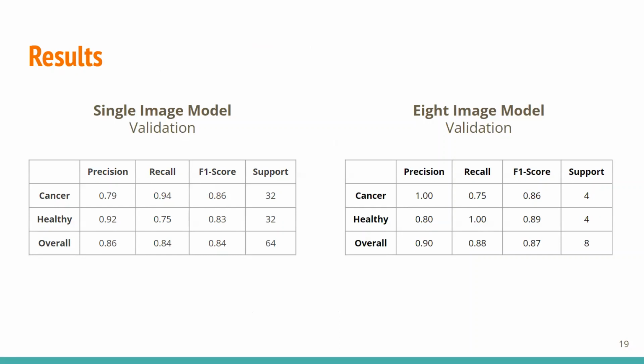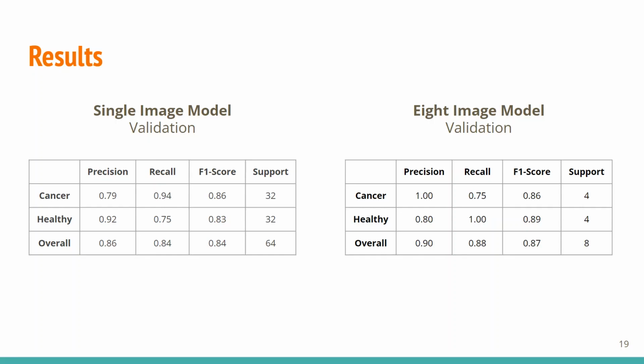And then, so these are for our validation for both the single and 8-image model. So we can see that overall for the precision, recall, and F1 score for our single image model, we're in the high to mid 80s, and then even higher in our 8-image model for the validation.